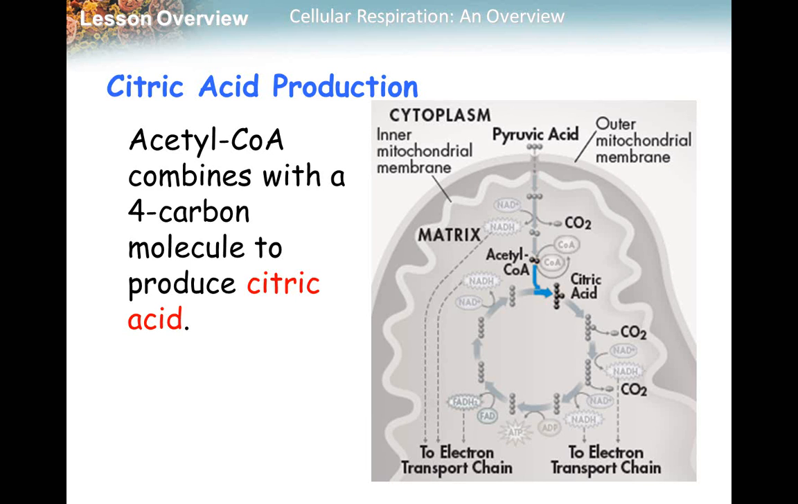Acetyl-CoA combines with a 4-carbon molecule to produce citric acid. So, this is why, once again, ladies and gentlemen, if you were wondering why the Krebs cycle is also called the citric acid cycle, it is because the first thing created in the Krebs cycle is citric acid. This is done in the matrix.